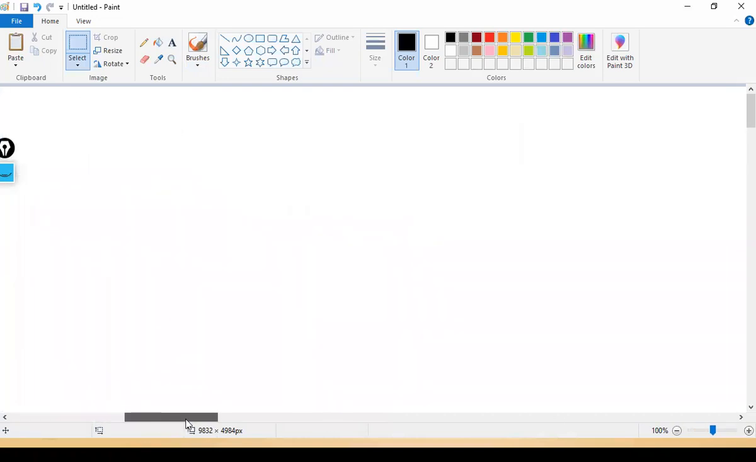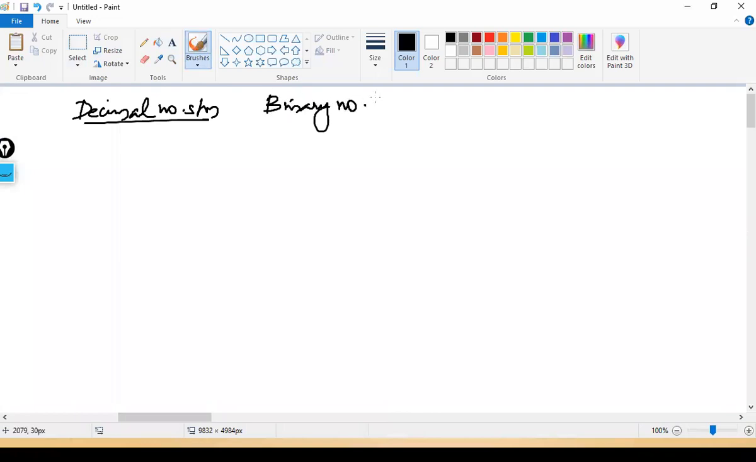So what humans use is the decimal number system. You know it: 0, 1, 2, 3, 4, 5, 6, 7, 8, 9. But the computer uses the binary number system. Bi means 2, which means it consists of 0 and 1. That's it. So this is the binary.